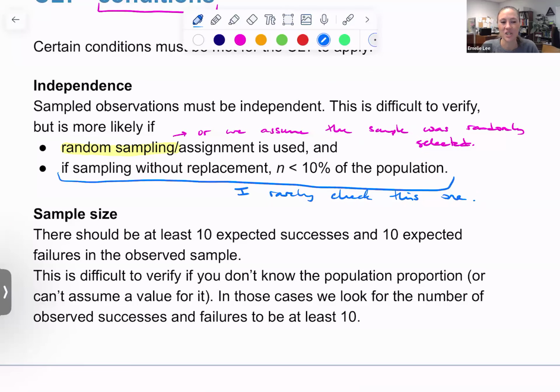But it is a condition, so we should have less than 10% of the population. Otherwise, you're introducing things like siblings and coworkers, when in fact, we have to be able to assume that these things are independent that we've sampled. But the key one here is random sampling. Now, the sample size condition, or later I'm going to call it the normality condition.